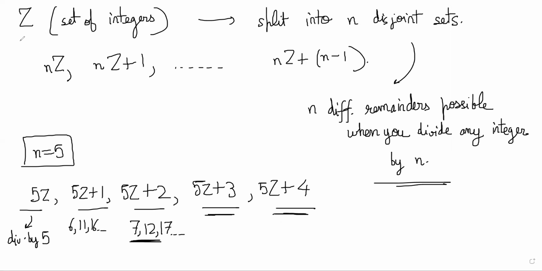So always the set of integers can be split into n disjoint sets if you consider it modulo n, right? These sets are actually called the residue classes of the integers modulo n. This is just terminology. I'm trying to get you familiar with the terms that you will require for group theory.